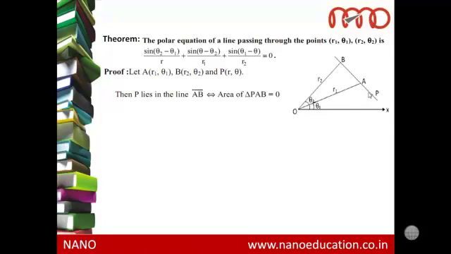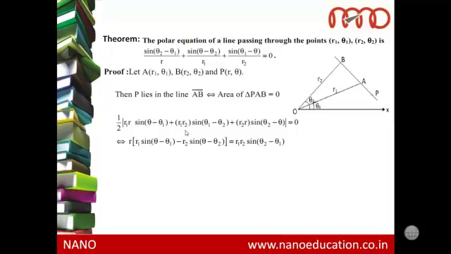Now because these 3 points are collinear, obviously the area of the triangle formed by these 3 points will be 0. So the area of the triangle PAB is equal to 0. That is, using the previous theorem, the area is given by half mod sigma r1 r2 sin(theta 1 minus theta 2), or here in this case r1 r sin(theta 1 minus theta) plus r1 r2 sin(theta 1 minus theta 2) plus r2 r sin(theta 2 minus theta) equal to 0.